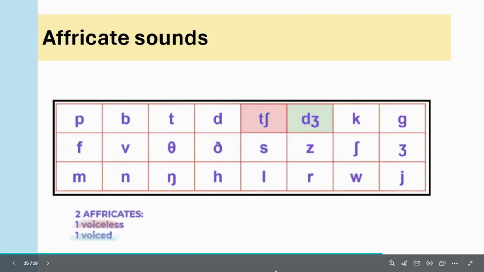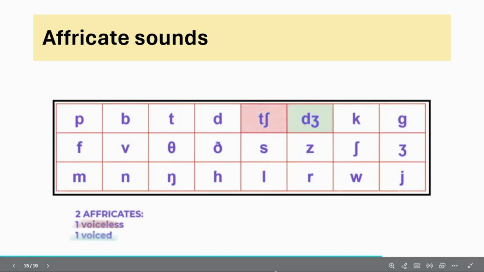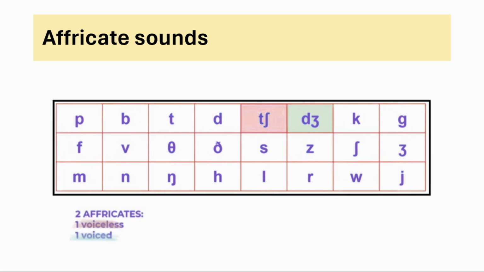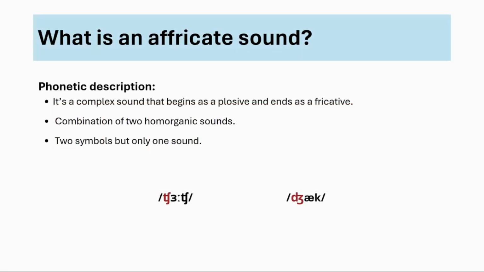Now let's move to a different group of consonant sounds, affricate sounds. These are two sounds in English. One of them is voiceless, like the first sound in the word change, and the other one is voiced, as the first sound in the word Japan. So, what is an affricate sound? Let's define it from the phonetic point of view.